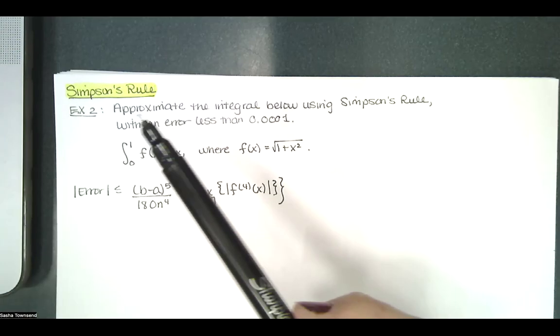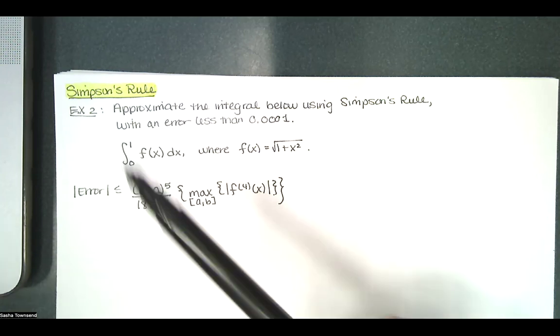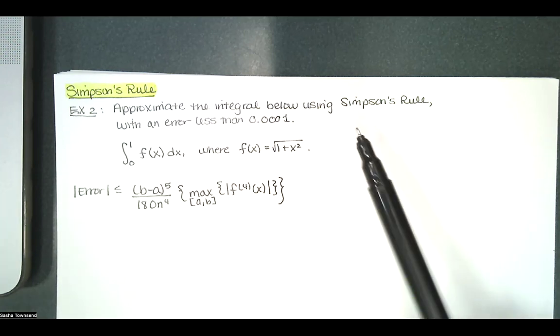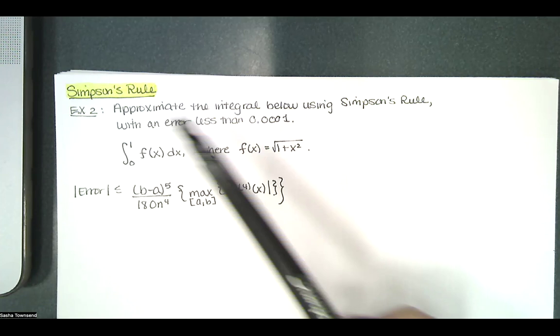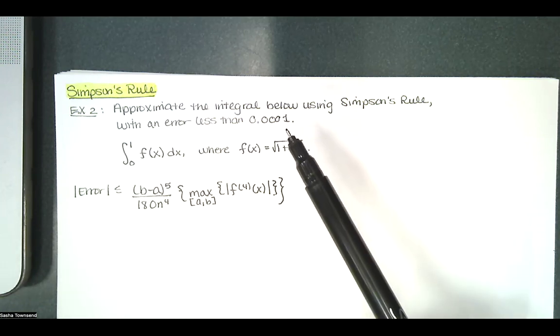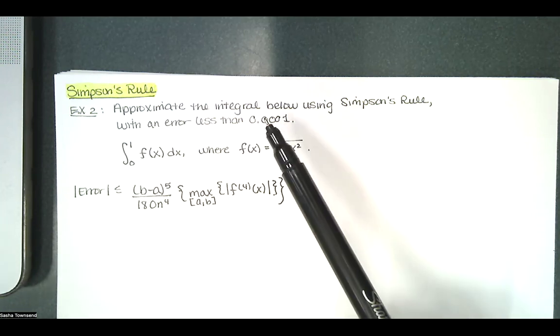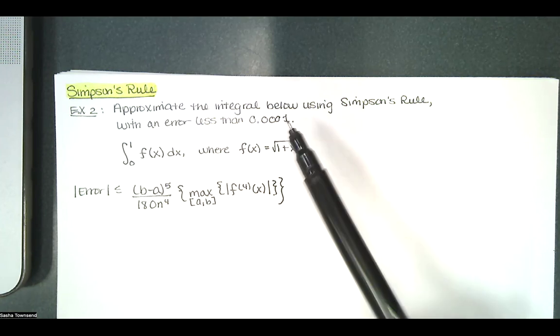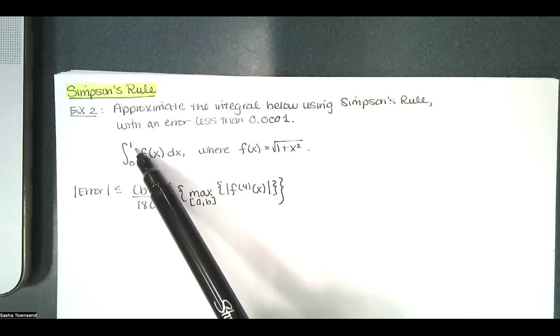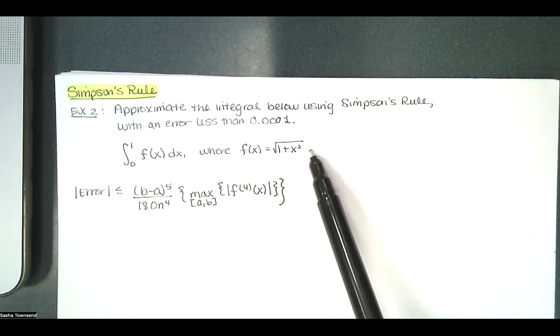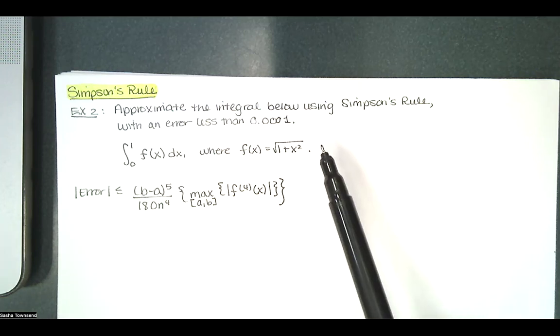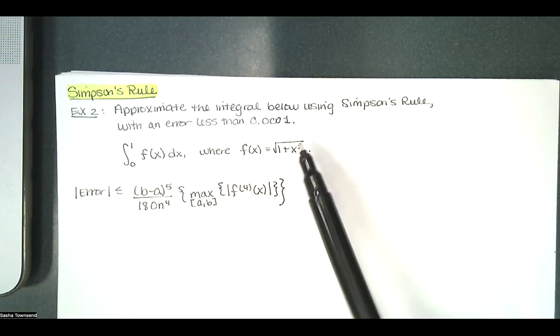In this video, we work our second example involving Simpson's rule. We're asked to approximate the integral below using Simpson's rule with an error less than 0.0001. And so we want the integral from a to b of the square root of 1 plus x squared. With the techniques we've learned in Calculus 1, we can't evaluate that integral.